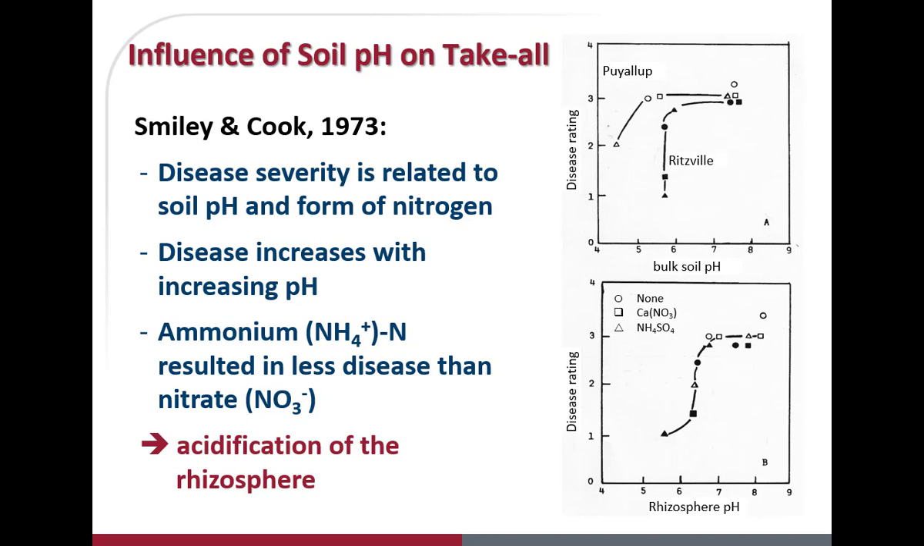In this figure on the bottom, this shows rhizosphere pH across the bottom from 4 to 9, with the disease rating on the left. Two different forms of nitrogen: calcium nitrate, which is neutral in terms of pH, and ammonium sulfate, which is acidifying. Again, what you see here is an increase in disease with increasing pH. With form of nitrogen, there was less disease when you had the ammonium sulfate applied compared with the calcium nitrate. Okay.